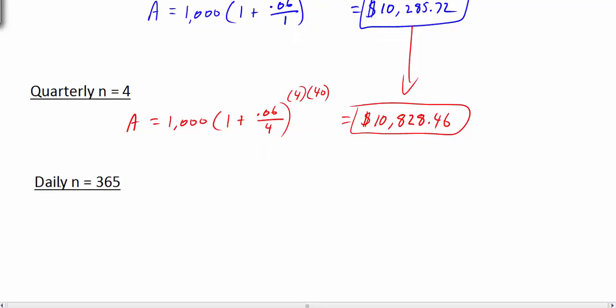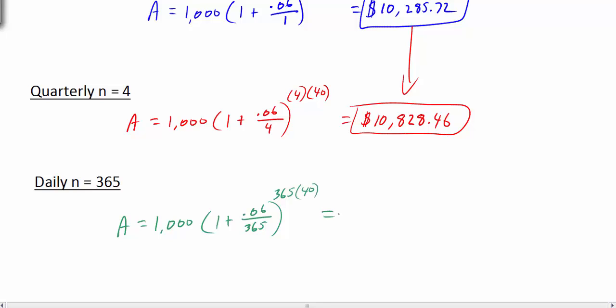All right, now we have daily. What if we compound the interest daily? So that means every day we're going to compound the interest. So that means 365. So once again, we could go in and have A equals 1,000 times 1 plus 0.06 divided by 365. And then the exponent would be 365 multiplied by 40.